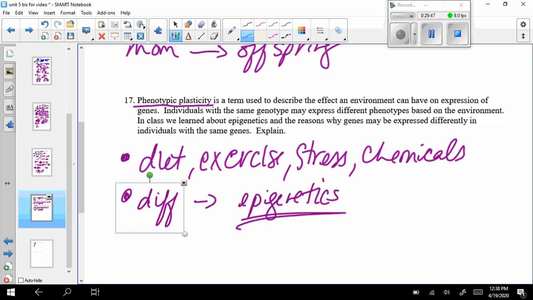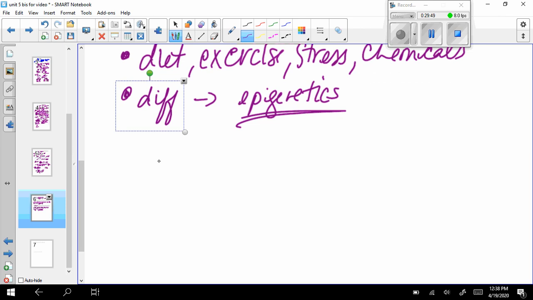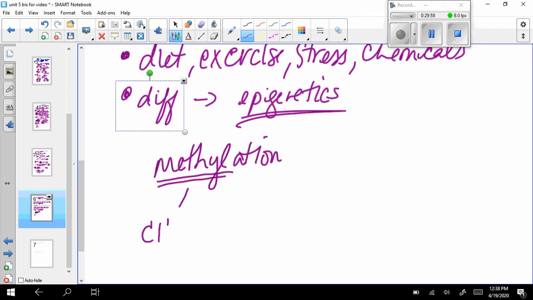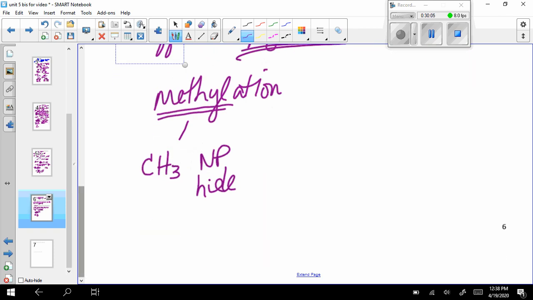And something that was really important that we talked about in epigenetics was methylation. So I want to just go back to that. When you methylate something, you're adding methyl to it, and methyl is just CH3, which is very nonpolar, which means it's going to hide. It's going to be hydrophobic. And so if you put a methyl tag on something, you are essentially turning it off. You are hiding the gene.